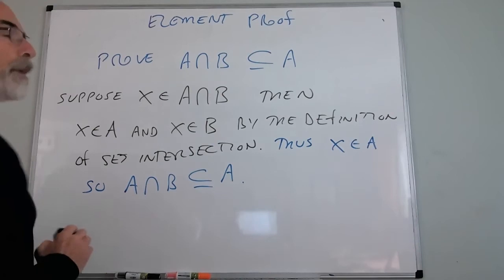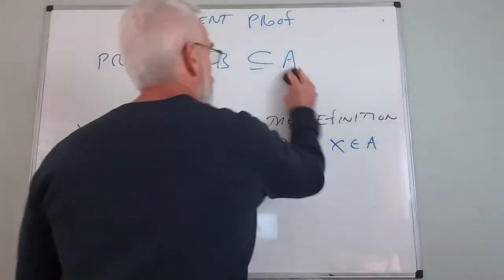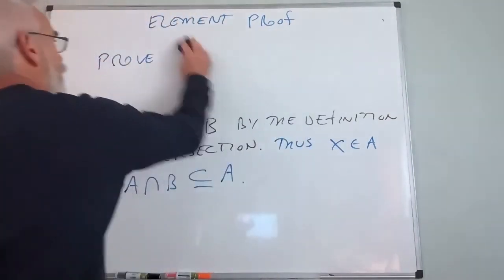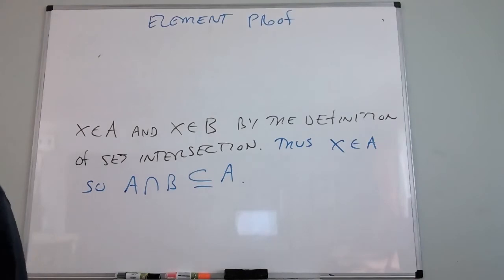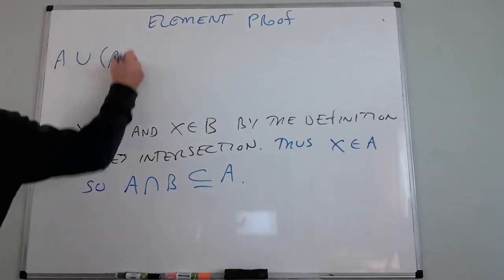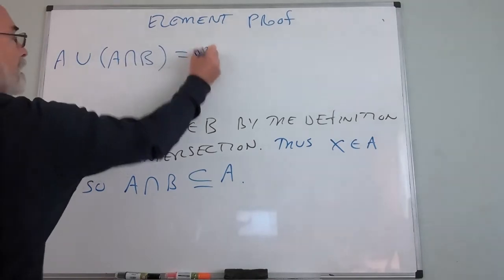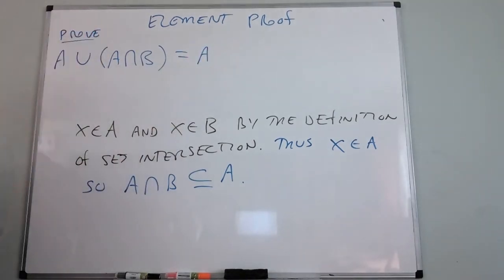Now let's do one where we actually do an equals. Okay, how do you prove an equal? So which one did I want to do? Hold on. I want to prove that A union (A intersect B) is A. So I want to prove this: A union the intersection being A.